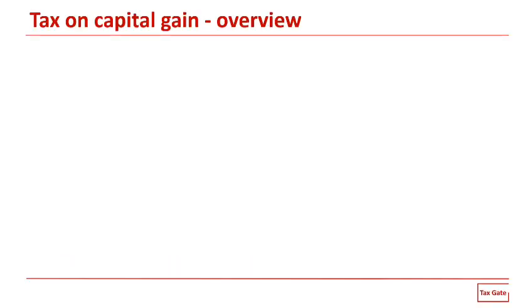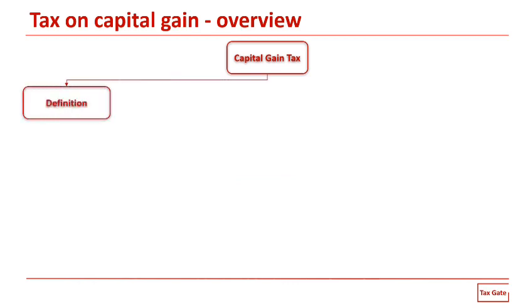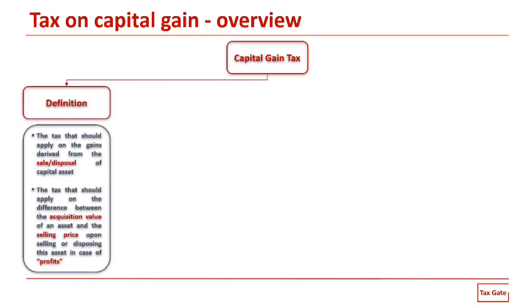Well, tax on capital gain is the tax that should apply on the gains derived from the sale or the disposal of a capital asset, and here the term capital asset would mean any kind of property or investment we own, either movable or immovable. So in other words, it is the tax that should apply on the difference between the acquisition value of an asset and the selling price upon selling or disposing of this asset in case we have profits. And here we should highlight that it's the profits only that should be subject to tax and not the revenue that you receive against the sale or the disposal of that asset.